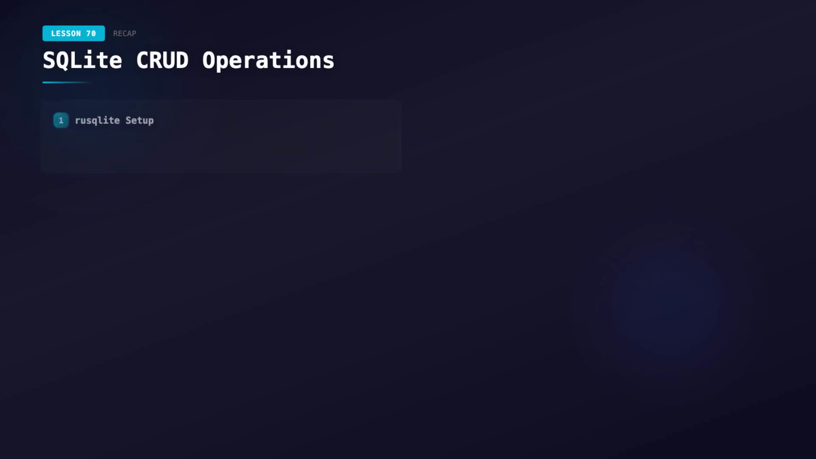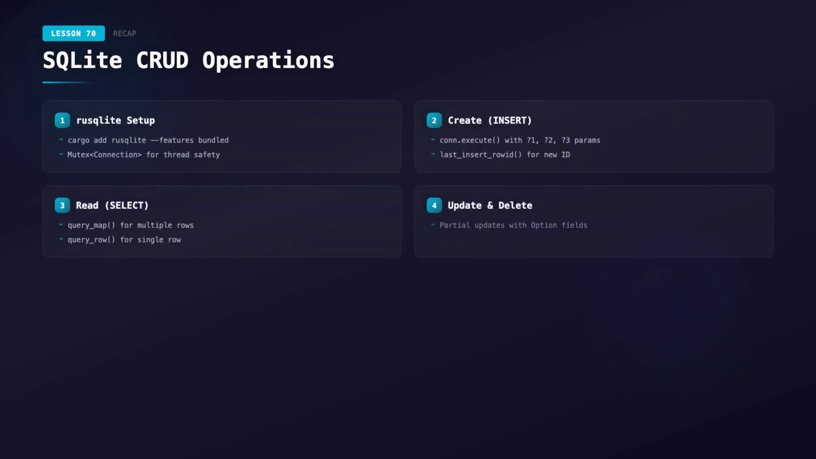Let us recap what we built today. We created a complete article manager with SQLite using rusqlite. add_article inserts new records with parameterized queries. get_articles and get_article handle reading data. update_article modifies existing records with partial update support. delete_article removes records and confirms deletion.